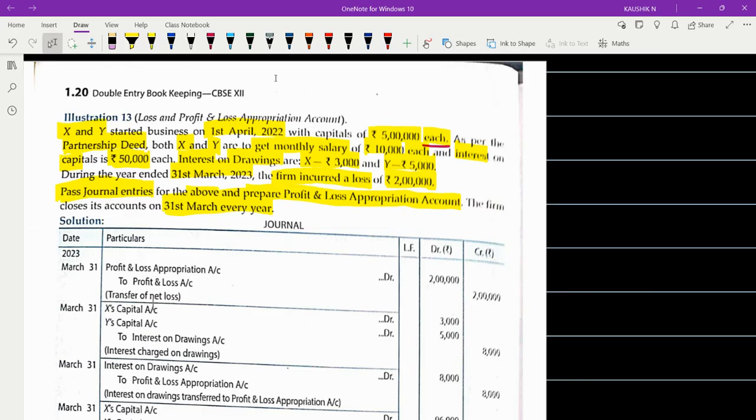Now they are asking you to prepare the journal entry, and also to prepare the profit and loss appropriation account. Now tell me, in this problem, what is the net result of the business? Profit or loss? We have a loss. Just go and check the format we have taken, the P&L appropriation account format at the time of loss. What needs to be recorded? Will we provide interest on capital? Will we provide salary to the partner? First, you confirm that. Should you provide interest on capital when there is a loss?